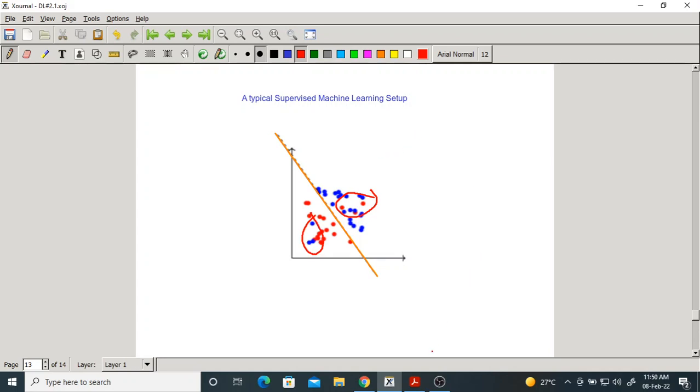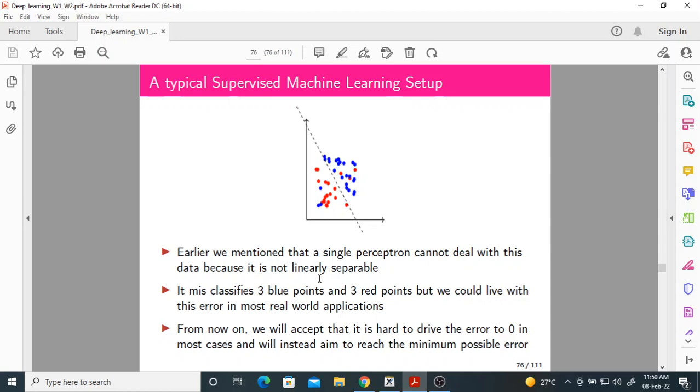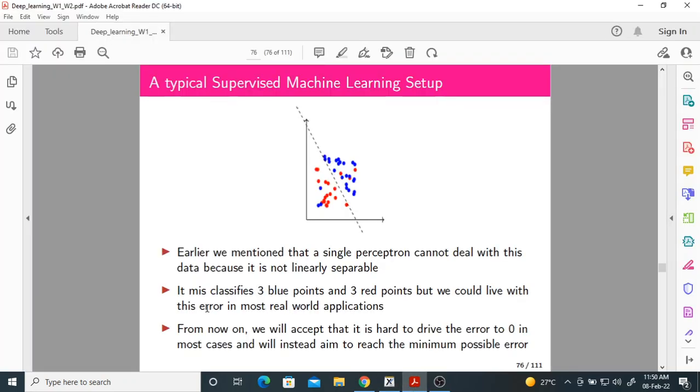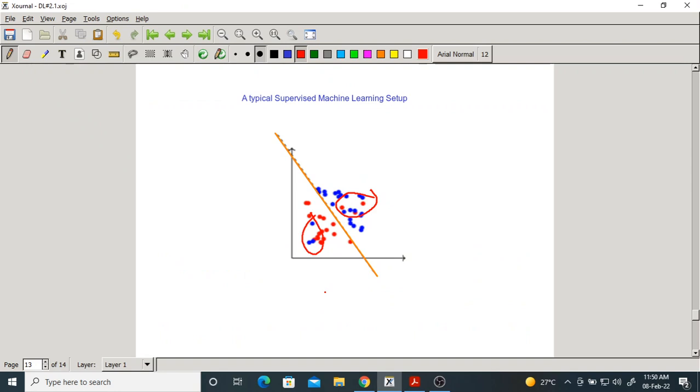Okay. Now, earlier we mentioned that a single perceptron cannot deal with this data. Why? Because, as I told you, this is not linearly separable. It misclassifies 3 blue points and 3 red points, but we could live with it in most real-world applications. Yes, it is misclassifying 3 red points and 3 blue points, but we are okay with it.